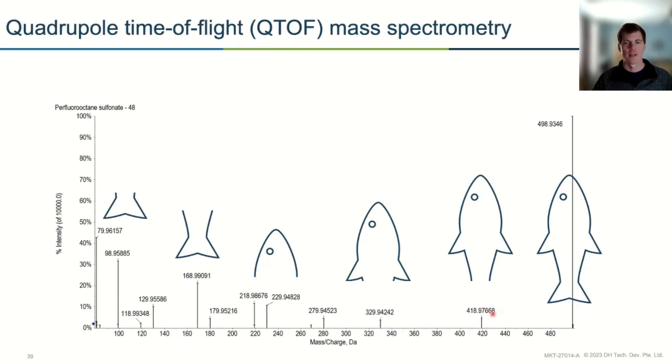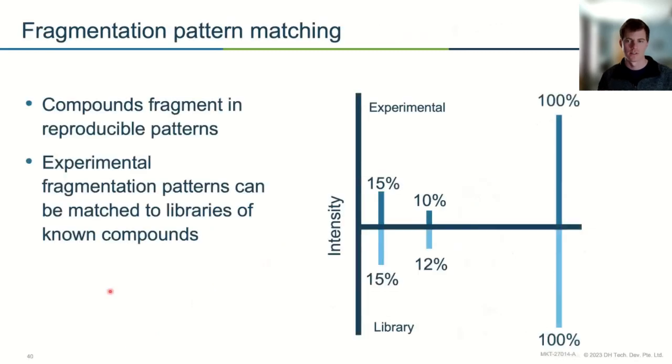But you can see that we're breaking that 498, which is the parent, into its little chunks. So 418, 329, 279, all the way down. And if you get some mass calculators out, you can calculate the formula of each of these and kind of piece it back together. I find that pretty fun. And it's a way that you can do pure non-target analysis.